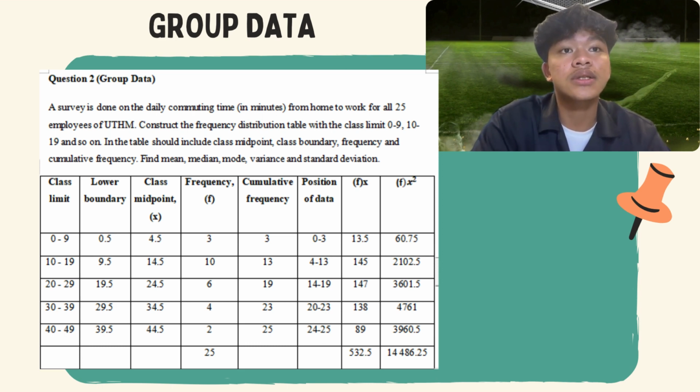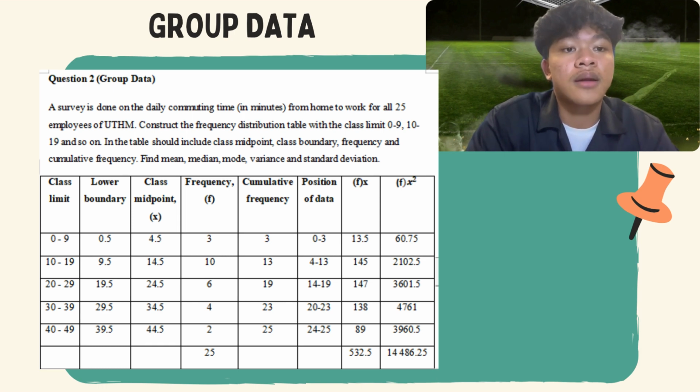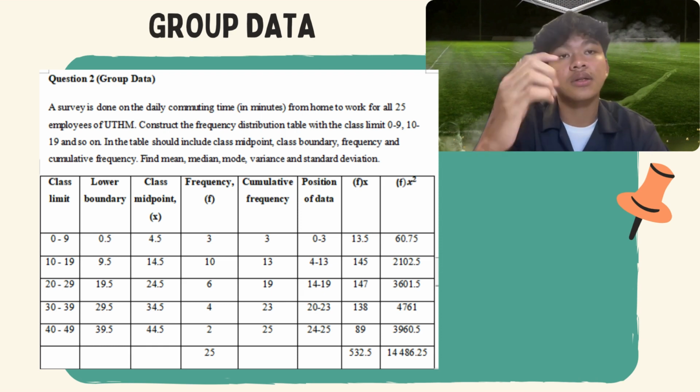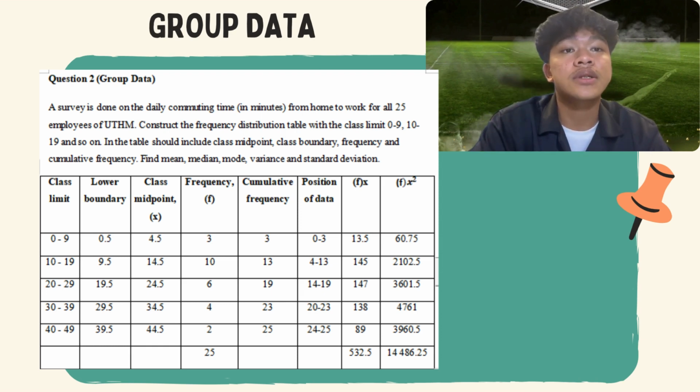The frequency is the number of times a value from the class limit is repeated. The cumulative frequency is a frequency that has been added up to the frequency before. Position of the data is the position of the class limit in the data. Fx is frequency times class midpoint, and Fx square is frequency times class midpoint square.